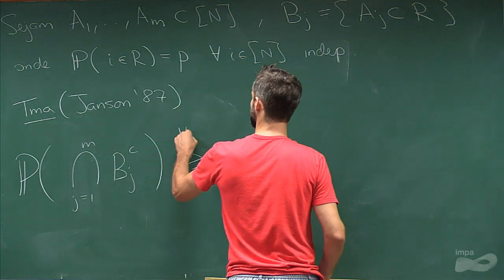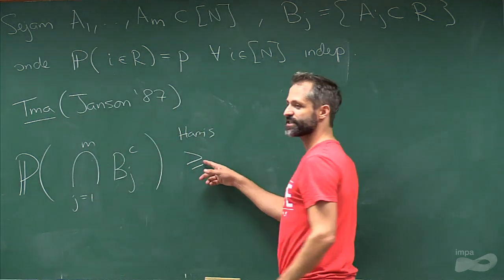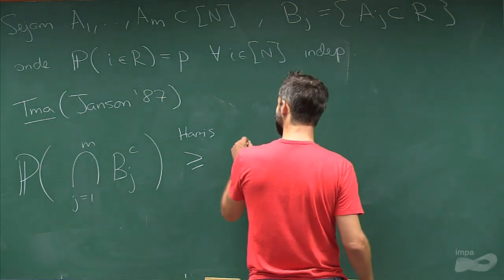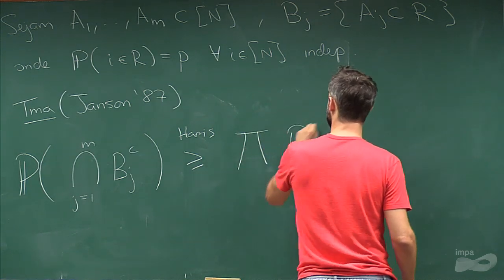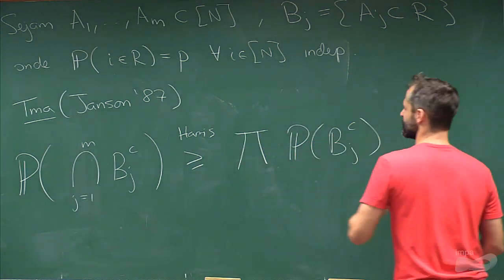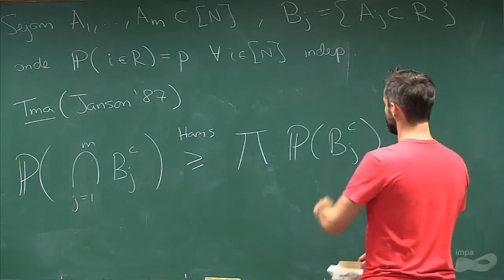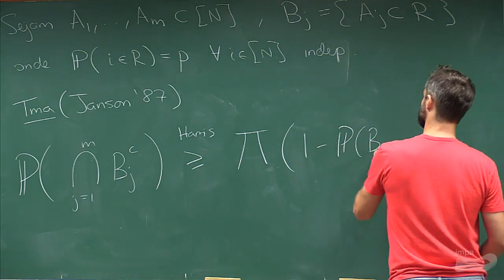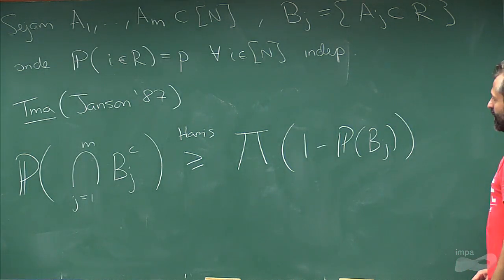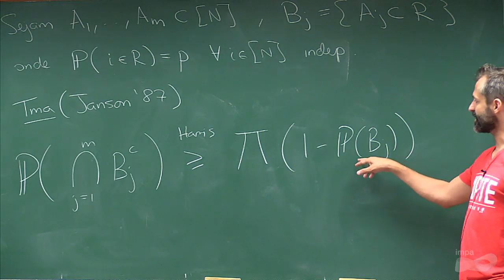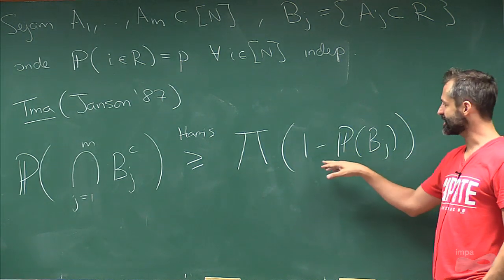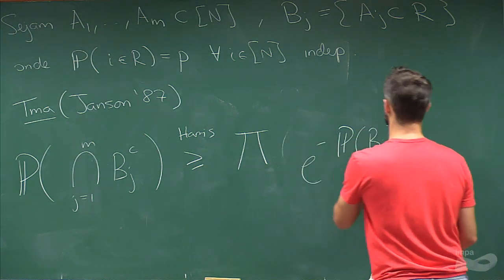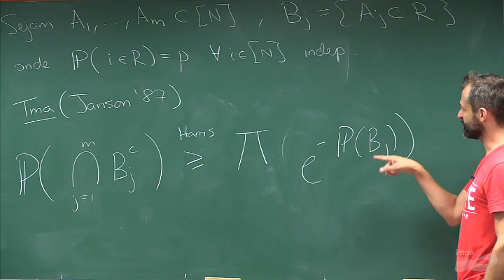So it's at least, by Harris. So this is not the statement of Janssen, so don't write it down yet. I'm going to erase this in a second. It's at least the product of the probabilities of the BJ complement. So this is 1 minus the probability of BJ. Okay, let's approximate this. If these probabilities are small, this is basically e to the minus the probability. So let's replace this by e to the minus this probability. And the product becomes a sum.